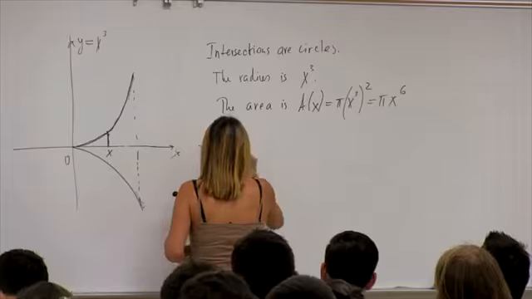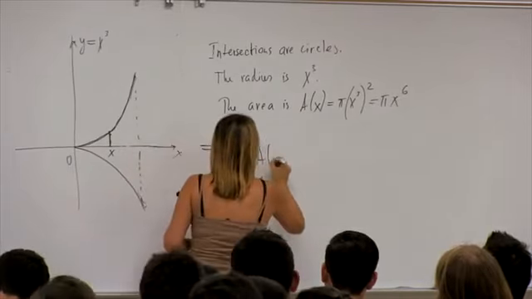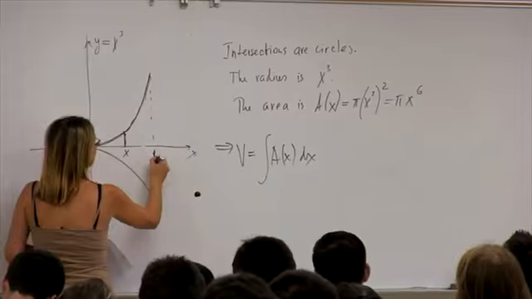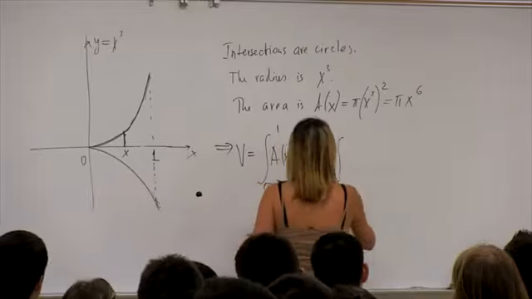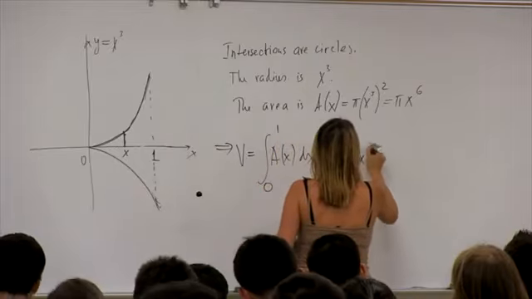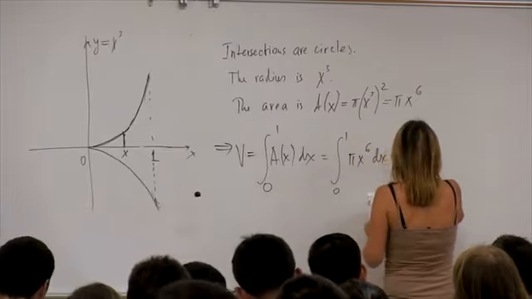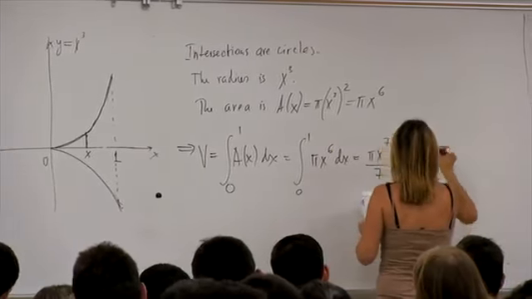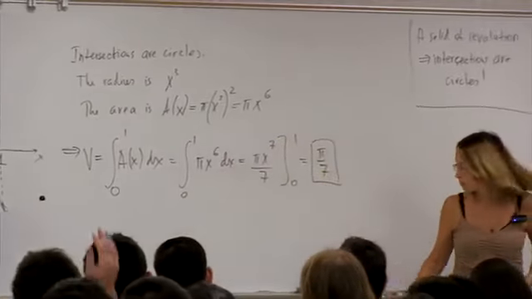Now we can just go through the motions. The volume is given by integrating A of x dx. From where to where? Well, that's given, right? From 0 to 1. So go from 0 to 1 of this thing, pi x to the 6th. Pi over 7 is the answer.